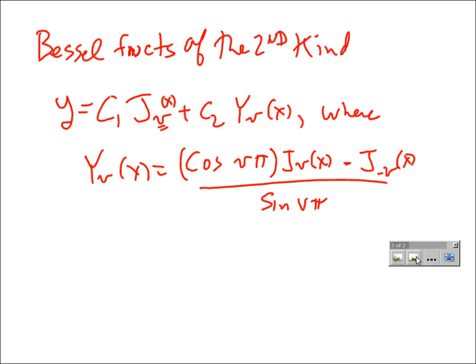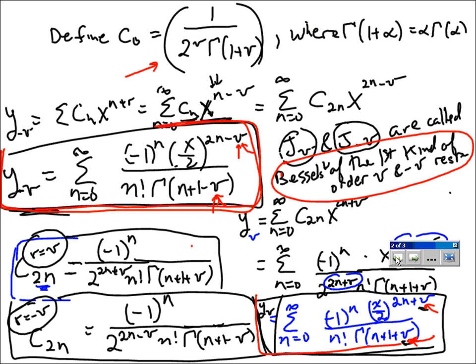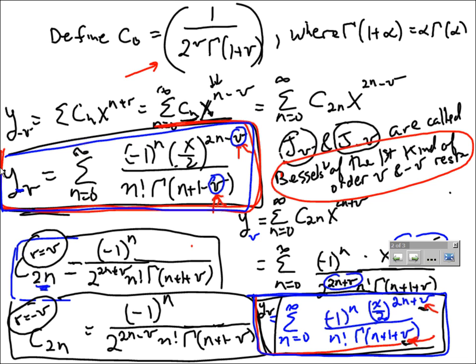So once you have what v is, all you need to do is calculate J sub v of x by just plugging in. Here's the formula, this is always the formula for J sub v. All you have to do is plug in the value for v. And down here somewhere is the formula for J sub negative v. The formula down here is for J sub v, and all you have to do is plug in the value for v.